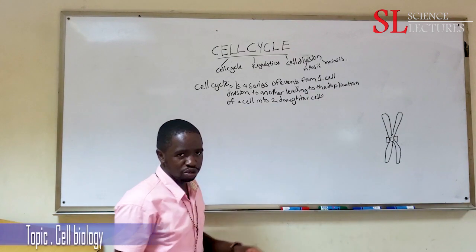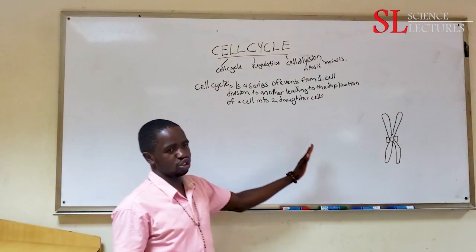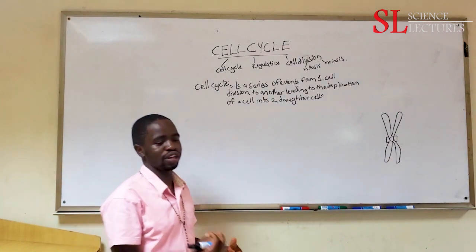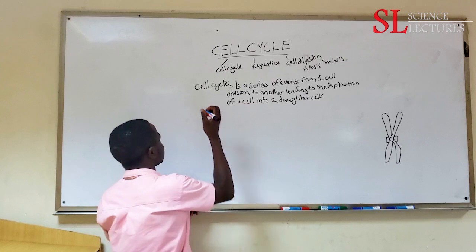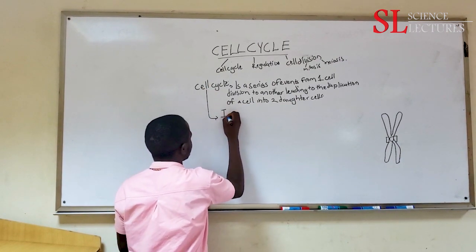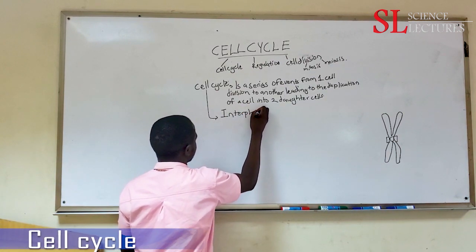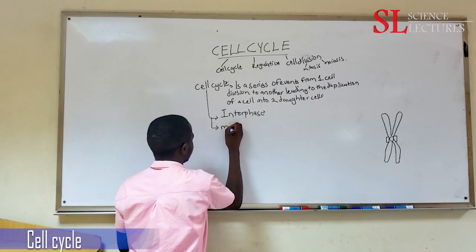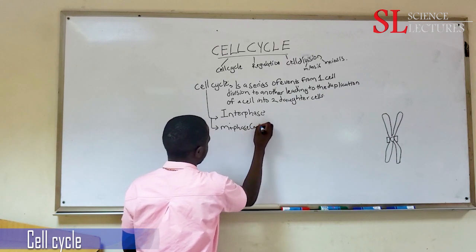So what we are going to discuss are the activities in between one cell division to another. The cell does various things in order to prepare for that, and that is what we are going to discuss today. So the cell cycle is made up of two parts. Number one, it is made up of what we call interphase. Then it is made up of what we call M phase. And the M phase is what we call the mitotic phase.